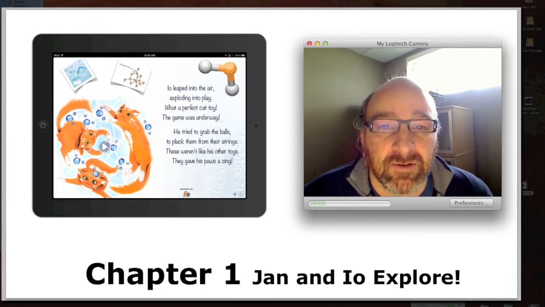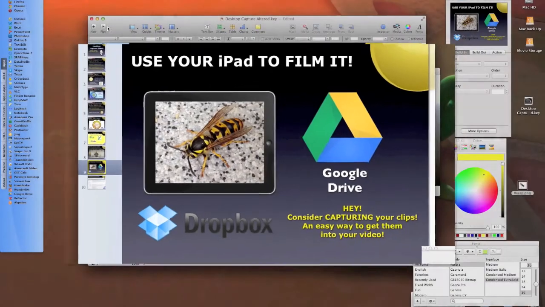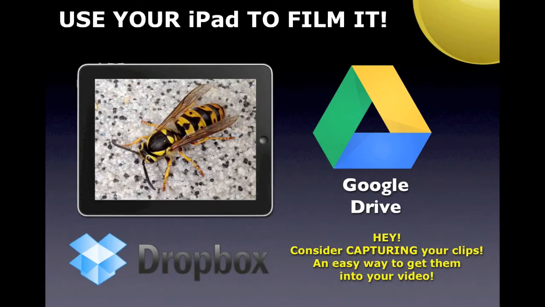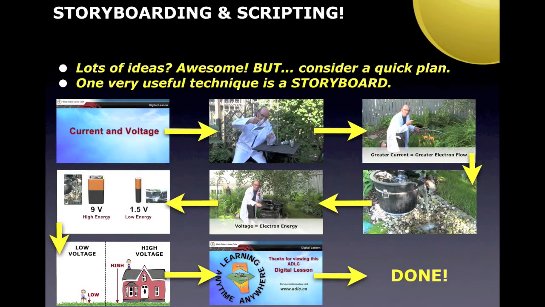Now, the last thing I want to talk about is planning your video, because there's nothing worse than a lot of hums and haws in an educational video. And one way you can avoid that is by simply storyboarding and scripting. Here I've got some screen captures that I've used to plan out a current and voltage video. And if you just plan out your basic visuals for the video, it can really make making the video a lot more sensible and without obvious pauses and gaps.